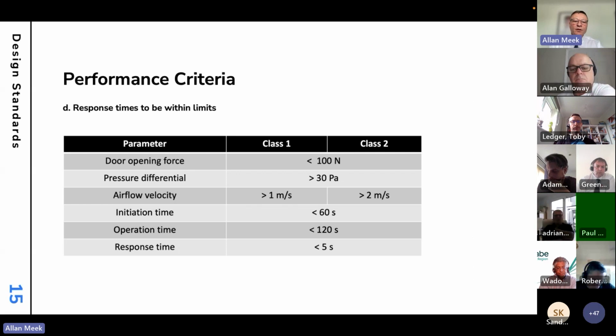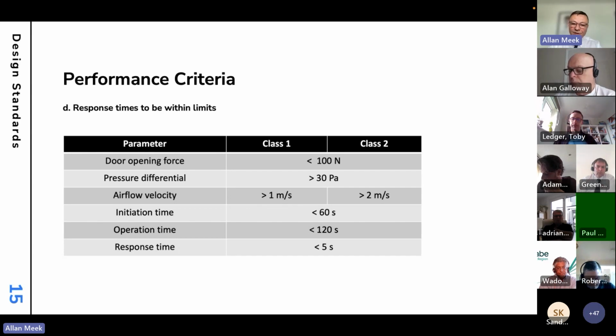And the last criteria is the response times. The response times are the same for both types of system. So we have an initiation time of 60 seconds, which is the time from receiving an alarm for the system to start to operate. The operation time of 2 minutes, which is the time taken to get to the deployed position, if you like, so that the pressure differential is in place. And then we have a response time of 5 seconds, which is the response to a change in condition.